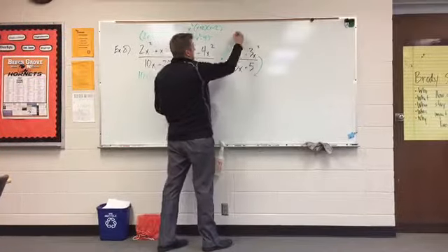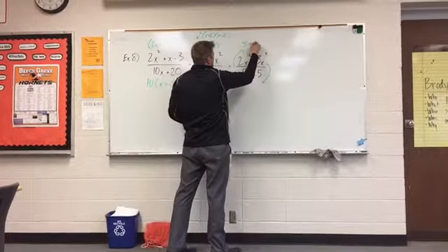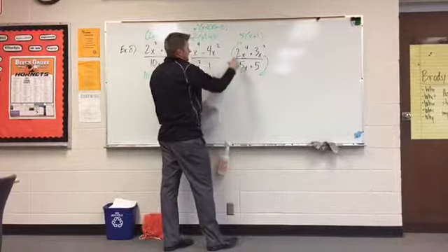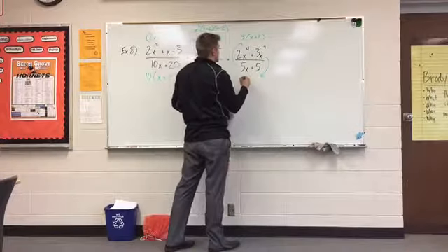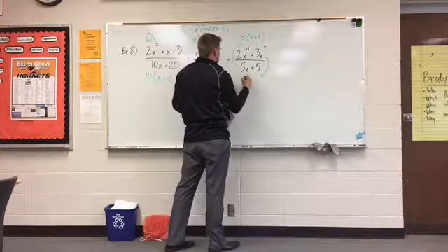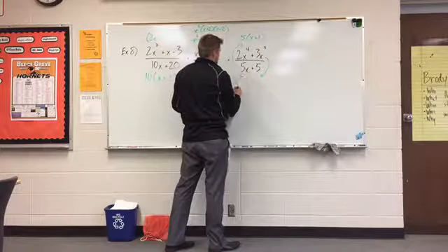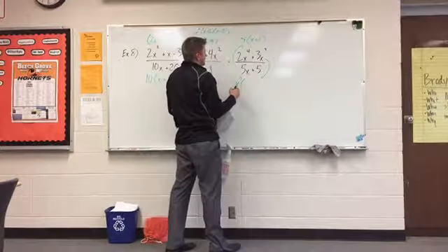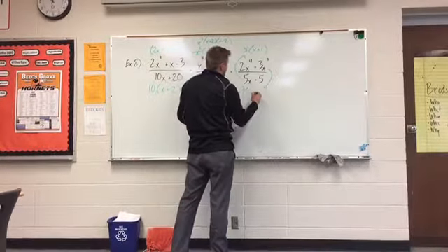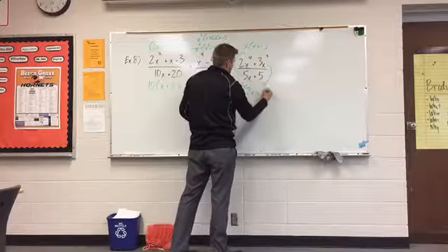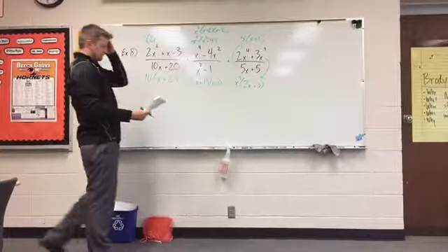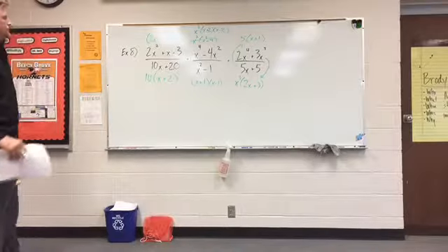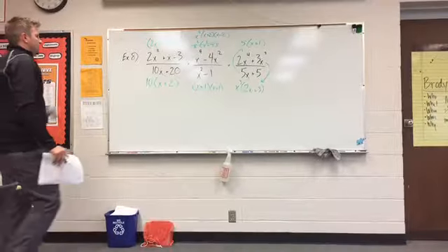So 5x plus 5 is a GCF. I'll pull 5 out. I'm left with x plus 1. And then down here, I will pull out an x to the third power. And that leaves me with 2x plus 3. Everything's looking good. All right.